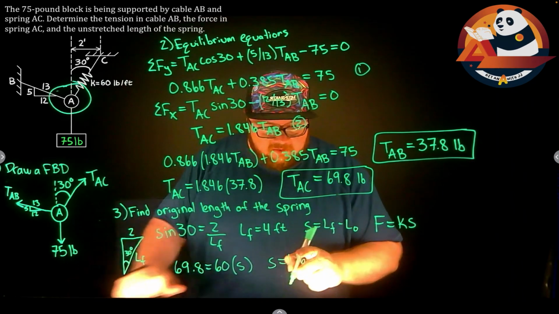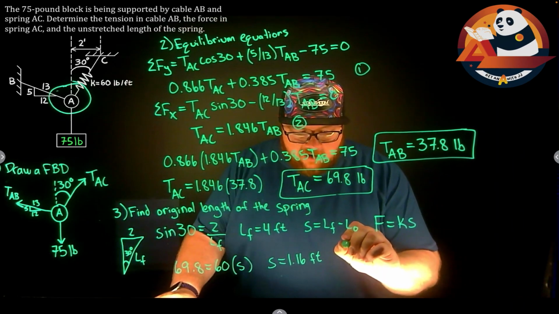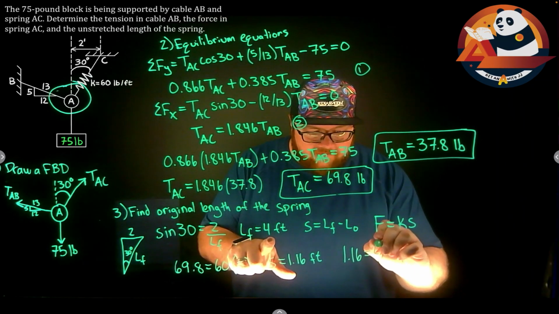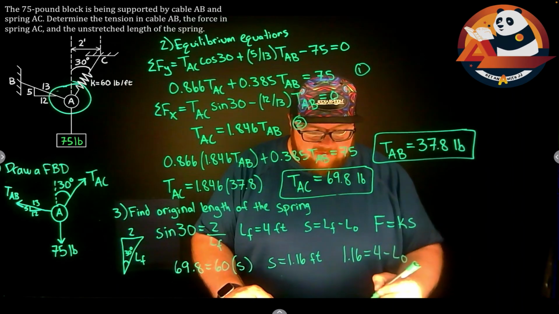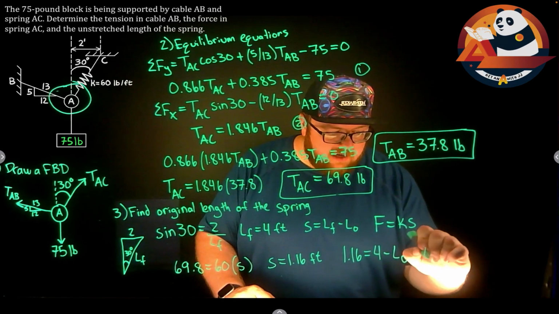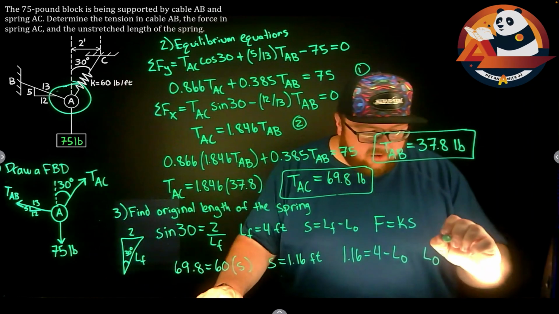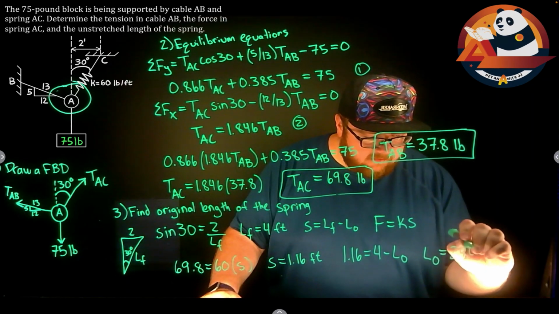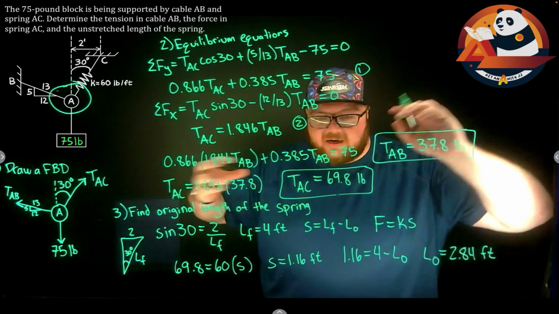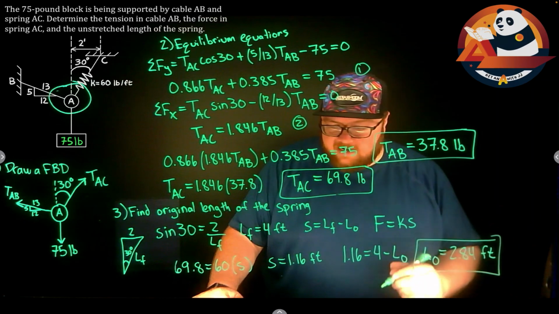feet. Which means I now have my final length and my stretch. I can find the original length. 1.16, my stretch, equals my final length, 4 minus the original length. Rearranging that, moving LO over and 1.16 over, we're going to get that original length had to be 2.84 feet. So when that 75-pound box was hung on everything, our spring elongated, settled into this equilibrium position, and got a little bit longer in there.